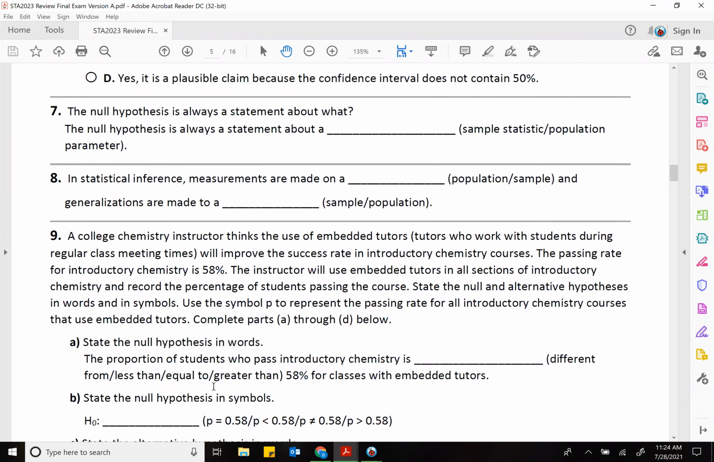So number 7, a quick and easy one. The null hypothesis is always a statement about the what? The sample statistic or the population parameter? Parameter. Population. It is always about the population. Always, always, always. So good. Population parameter.